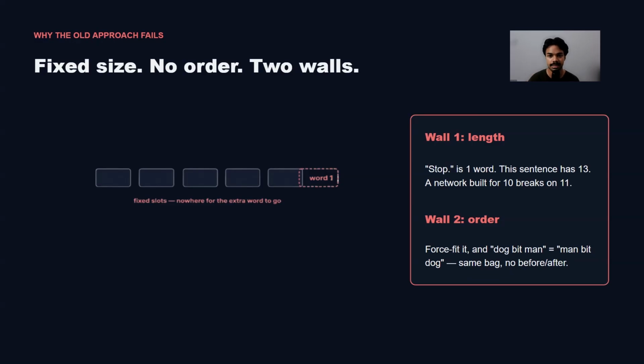Second, and even worse, even if you force it to fit, you've thrown away that order. To that network, dog bit man and man bit dog are the identical bag of words, just rearranged. It has no concept of before and after. So we need something fundamentally different. A network that reads one piece at a time in order and remembers what it already saw.